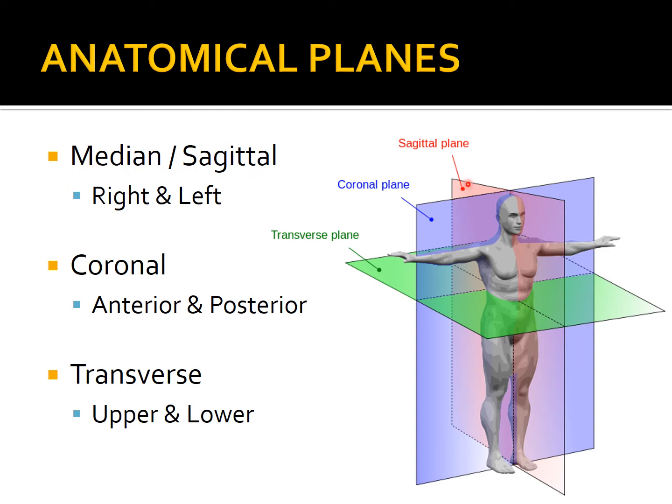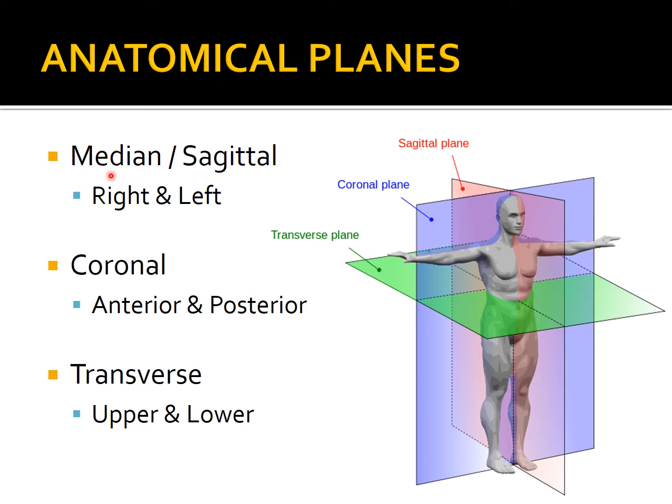The median or sagittal plane is the one which passes exactly through the center of the human body and divides the body into right and left halves. So if you cut a person along the median plane, there will be a right half and a left half.